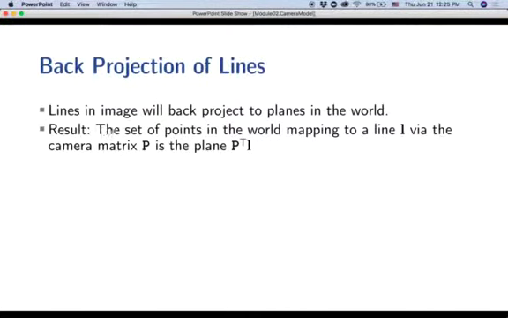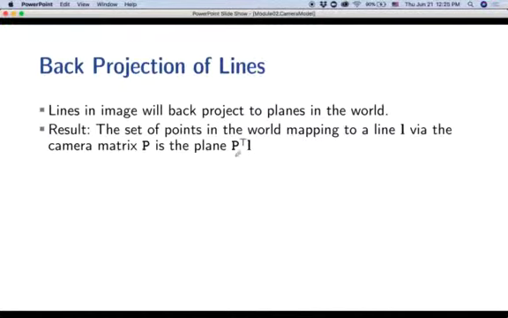So how do I find that plane? If you give me a line in the image, how do I find the equation of the plane that it back projects to? Here's my claim. The set of points in the world mapping to the line L, which is really the set of points on that plane, via the camera matrix P, is the plane given by P transpose L.